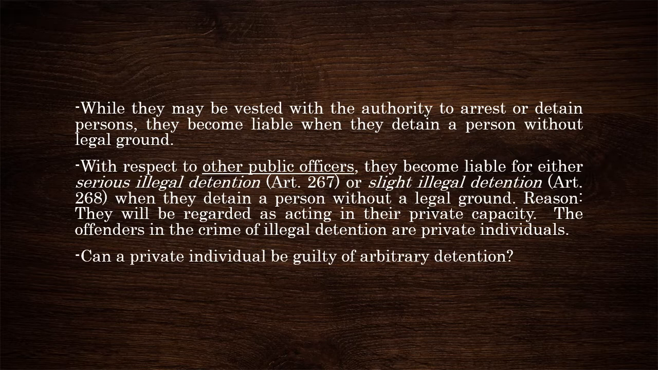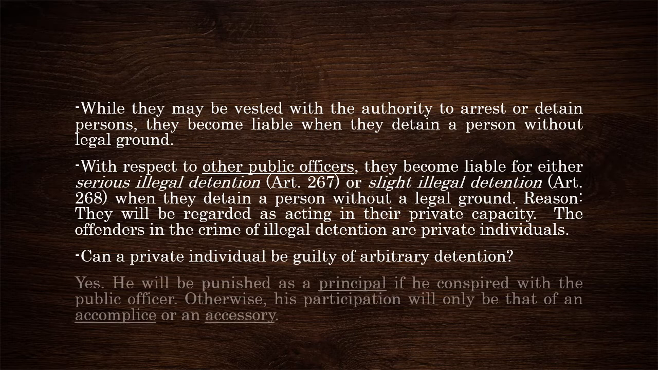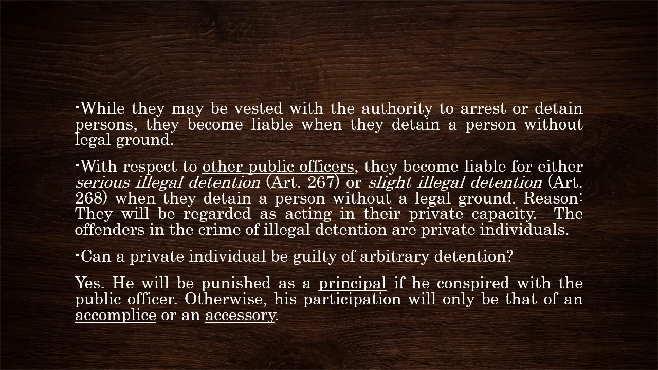Can a private individual be guilty of arbitrary detention? The answer is yes. A private individual will be punished as a principal if he conspires with a public officer. So, for a private individual to be liable under Article 124, there must be a public officer who performs an act in violation of the said law. And if a private individual conspires with that public officer, then he will be punished as a principal. Otherwise, his participation will only be that of an accomplice or an accessory.